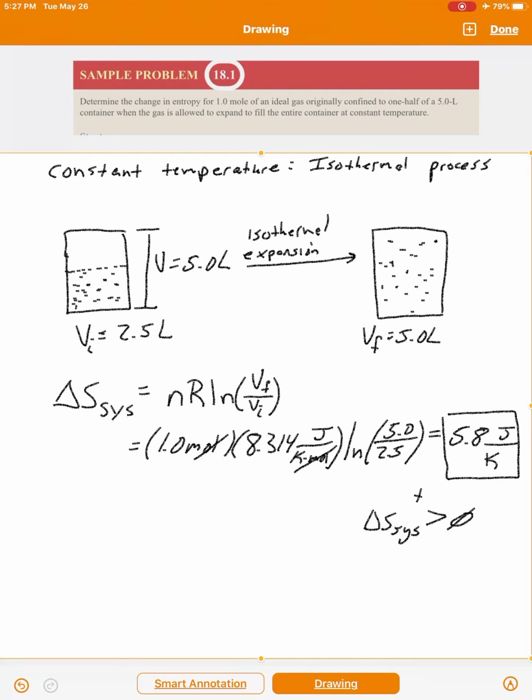So the change in entropy, delta S system, is the entropy in the final state minus the entropy in the initial state, S final minus S initial. We would expect that to be greater than 0.